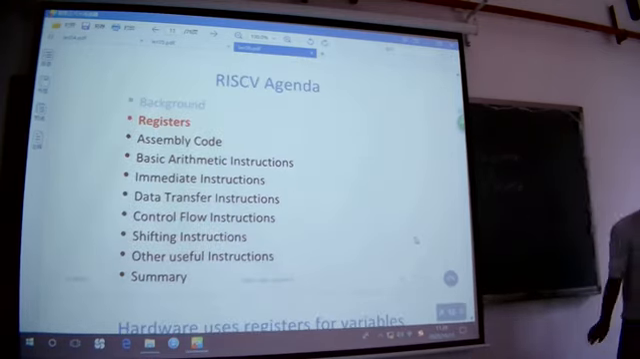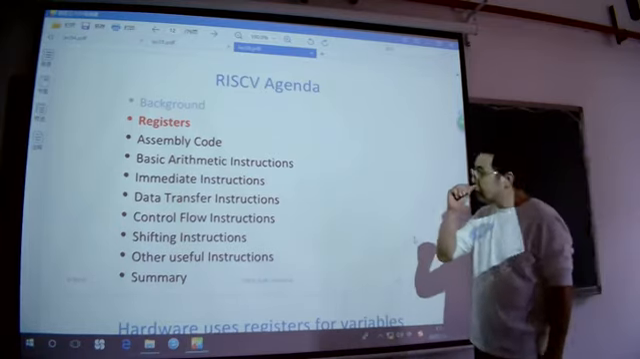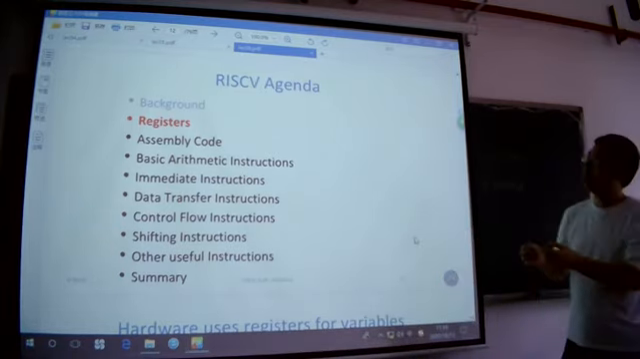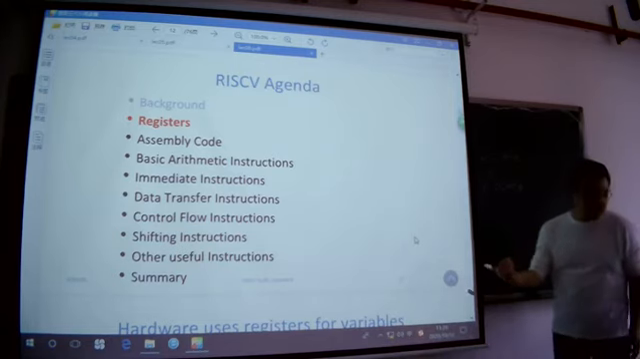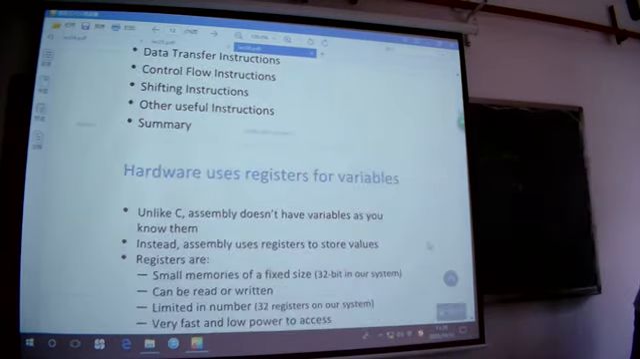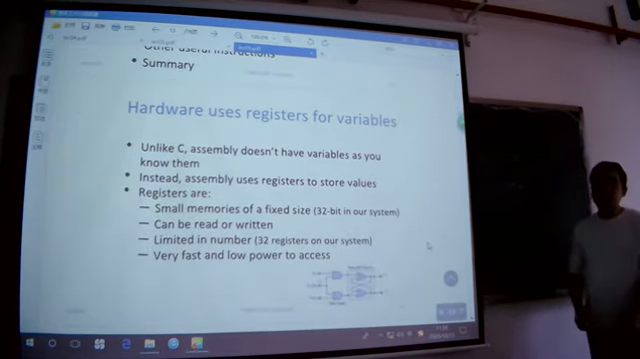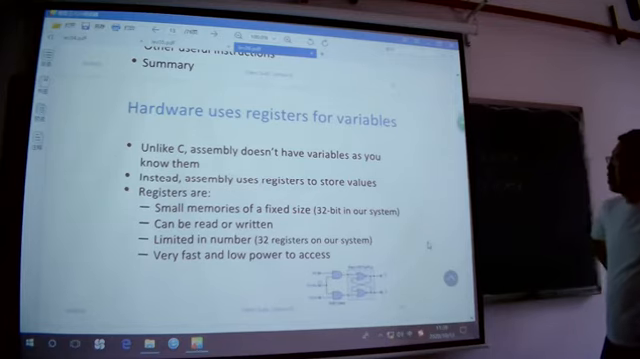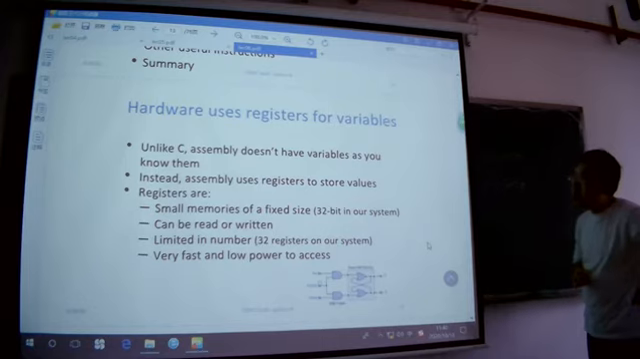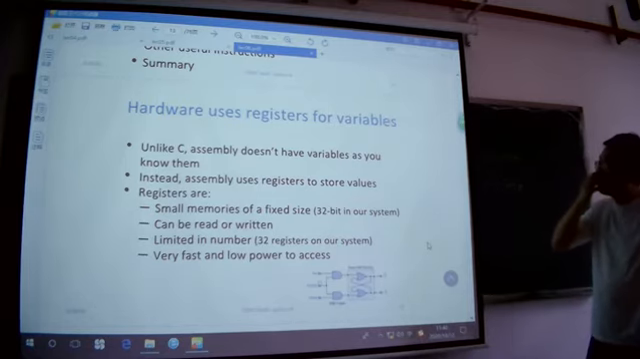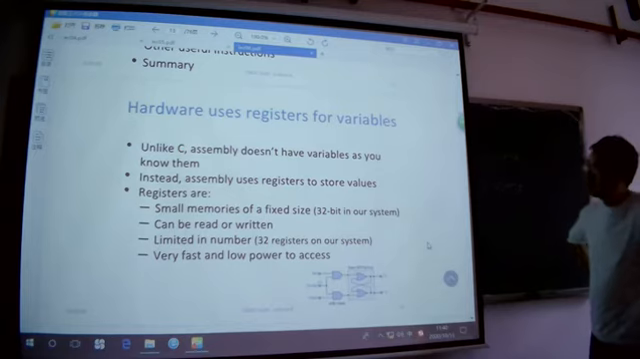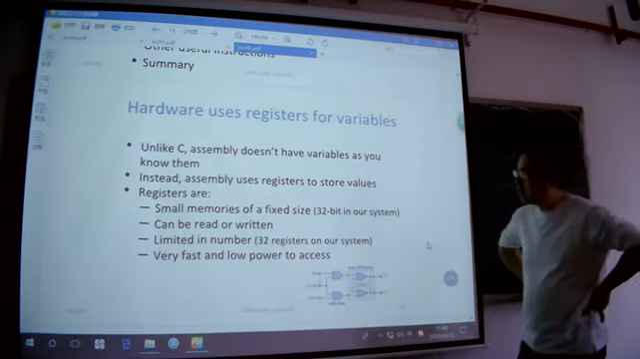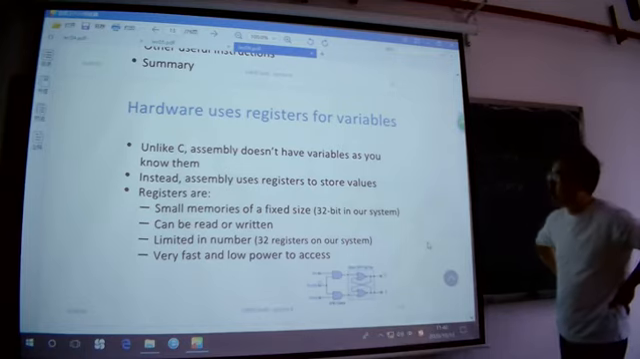Okay, we find the RISC-V file. We need to see the registers, assembler code, and so on. You can find registers are very useful in the CPU. Hardware uses registers for variables. So you must know the registers are in the CPU. Unlike C, assembler language doesn't have variables, as you know. Instead, assembler uses registers to store values.